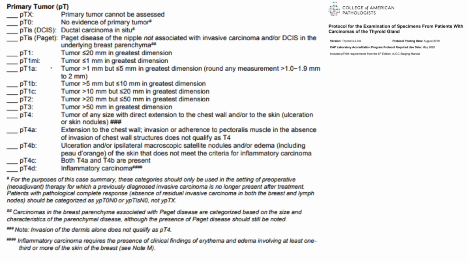As you can see here, based on the most recent AJCC guidelines, the staging is based on tumor size and extent of invasion, including extension to the chest wall, invasion to the pectoralis muscle, ulceration of the skin, the presence of macroscopic satellite nodules, and/or findings consistent with inflammatory carcinoma. Be sure to pay close attention to these parameters during gross examination and sampling.